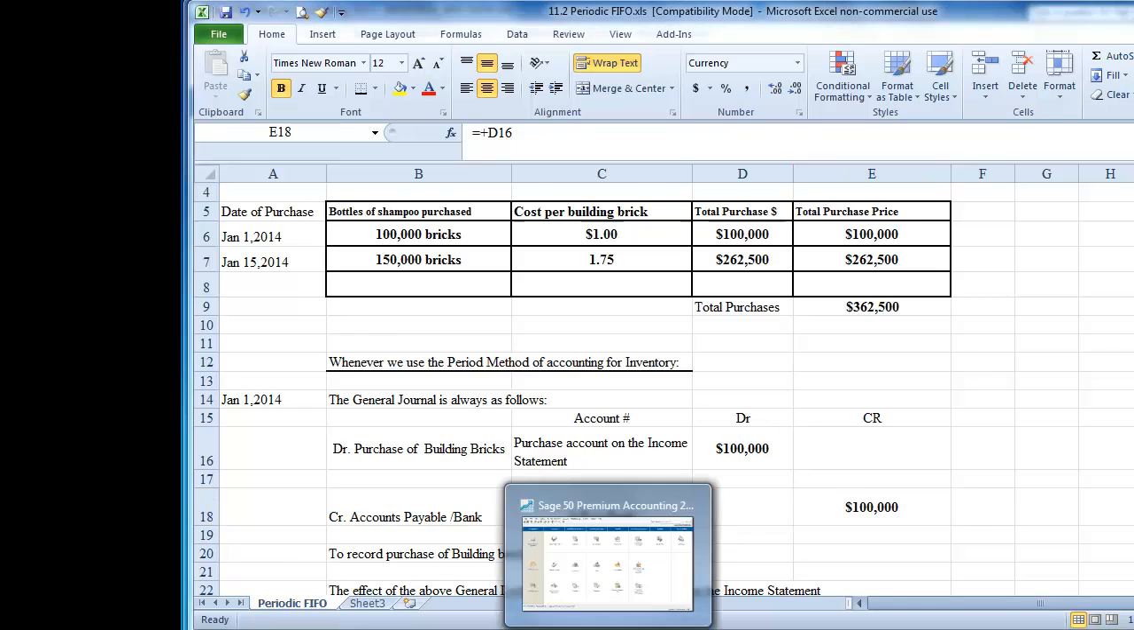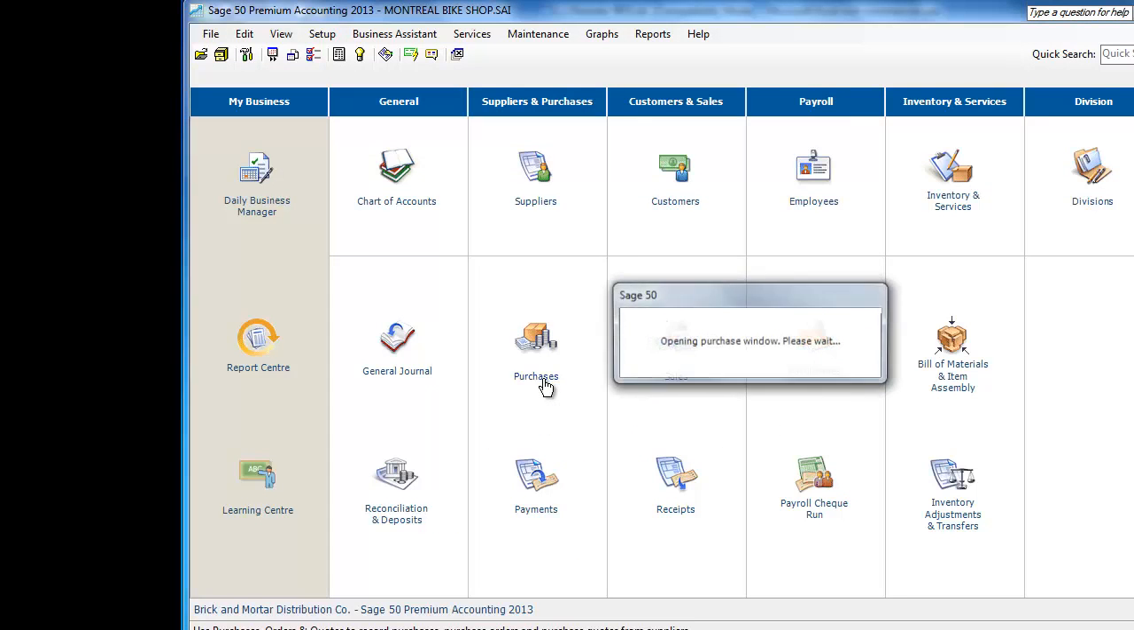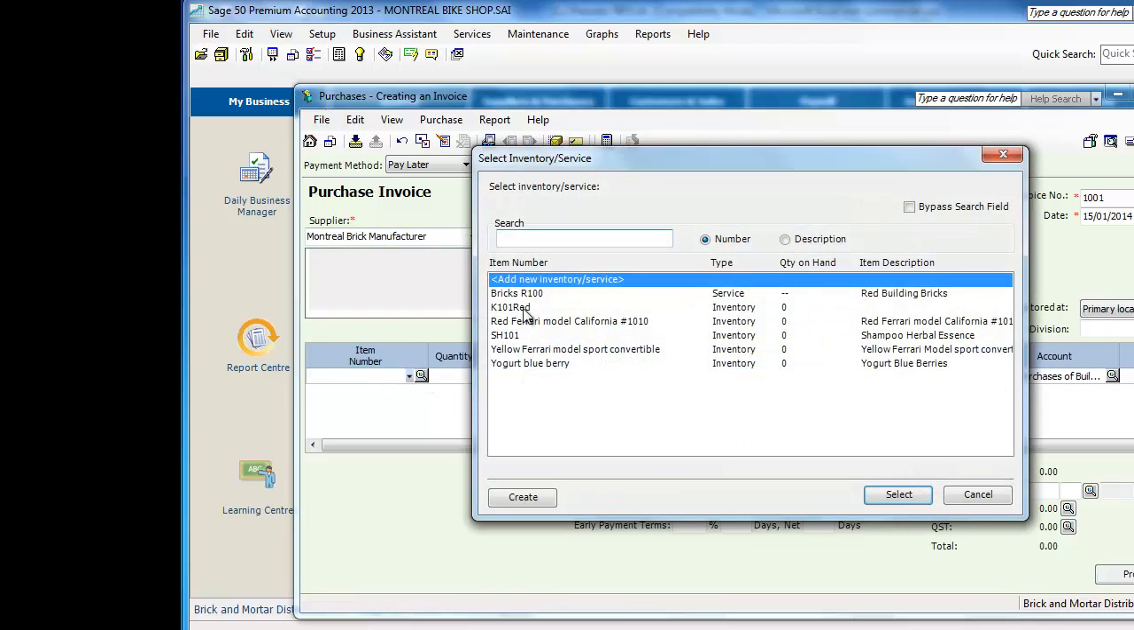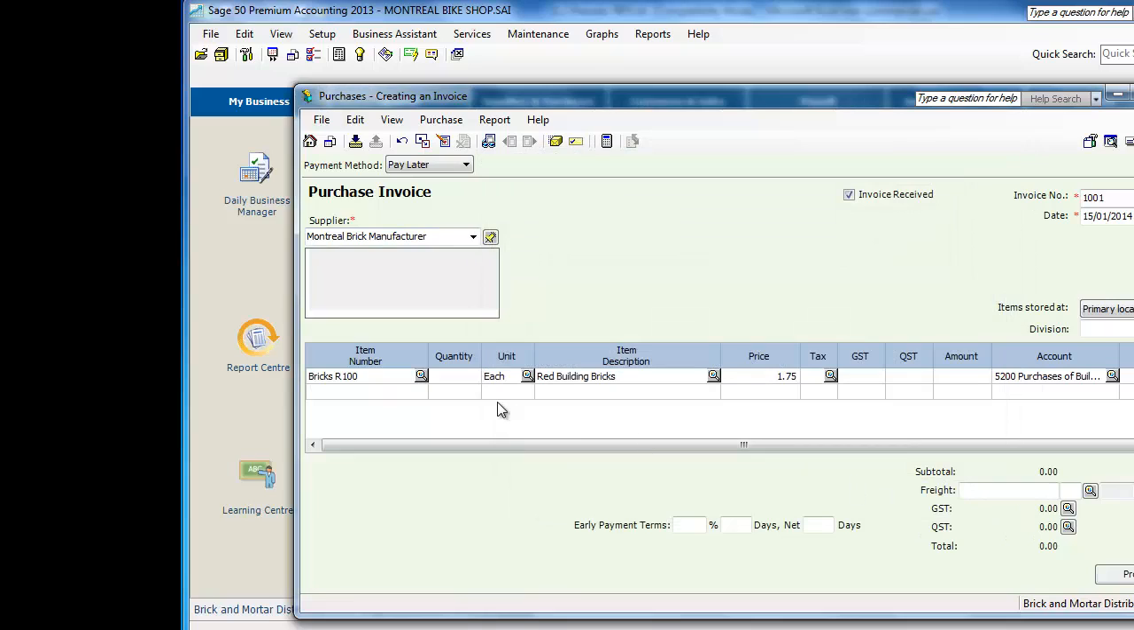Let's demonstrate this using the accounting software. We go to purchases, pay later. It's probably going to ask us for an invoice number, so let's put in an invoice number. Montreal Brick and Manufacturing. We're going to purchase the red bricks, 100,000 units, in this case at $1 each, the first purchase. The purchase was done on the 1st of January, so make sure that is correct.